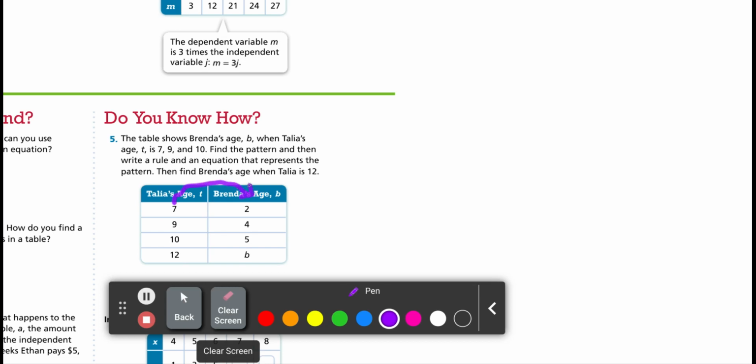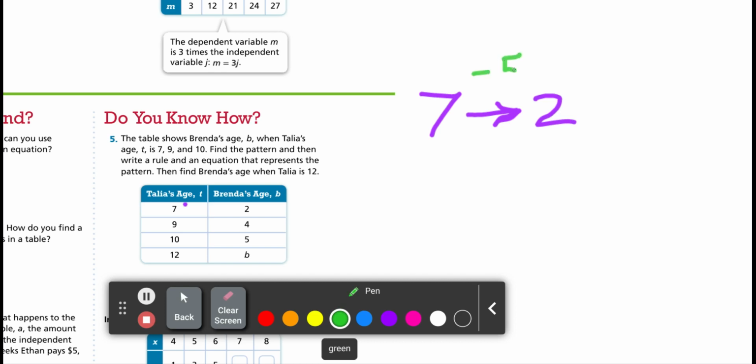Do you notice anything that's happening when you go from 7 to 2? Is the same thing happening when you go from 9 to 4? And so you have to think about the different operations: addition, subtraction, multiplication, division. So we are decreasing from 7 to 2. Well, we're not dividing by an even amount, right? 7 divided by nothing will give us 2. What about subtraction? 7 minus what would be 2? Well, 7 minus 5 is 2.